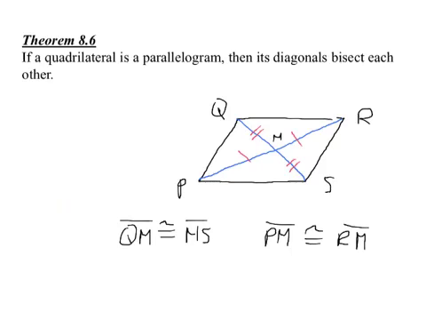Theorem 8.6. If a quadrilateral is a parallelogram, then its diagonals bisect each other. So I've drawn parallelogram PQRS. And then I drew in the diagonals. So if you look, the diagonals bisect each other. Bisect means cut into equal pieces. So these two diagonals bisect each other, which means this segment and this segment are congruent, and this segment and this segment are congruent, which are stated right there.